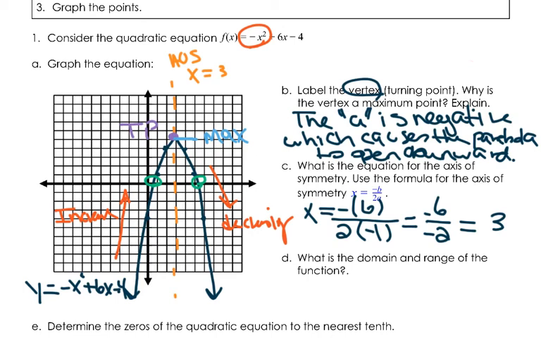Now it says, what is the domain and range of the function? Some throwbacks. So remember, domain focuses on the x-axis, and we read domain from left to right. So here the domain would be from negative infinity to infinity, right? Because we don't know if this parabola is going to get wider or skinnier, okay? There's really no restrictions there.